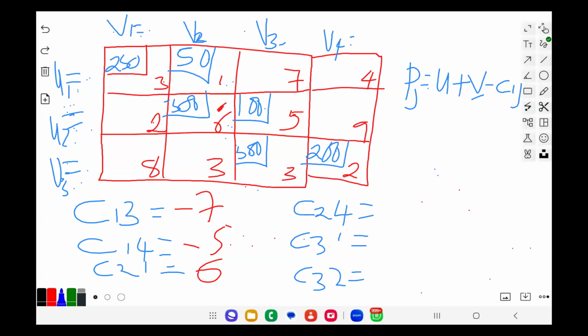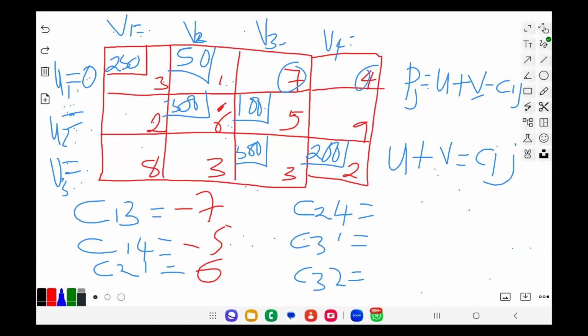Okay. Then from there, I said that by rule U1 is always equal to 0. Then if it is equal to 0, it should be made in such a way that when you add U plus V, they equal Cij. And I said Cij are these numbers in the cells.